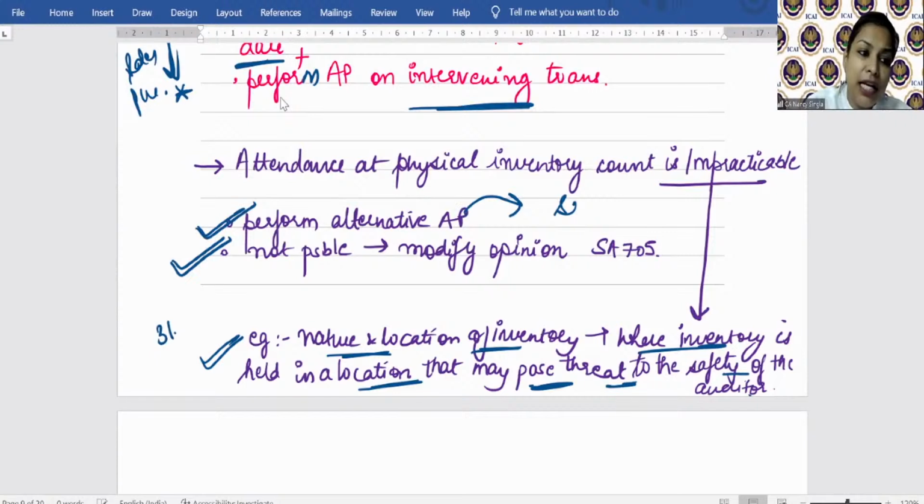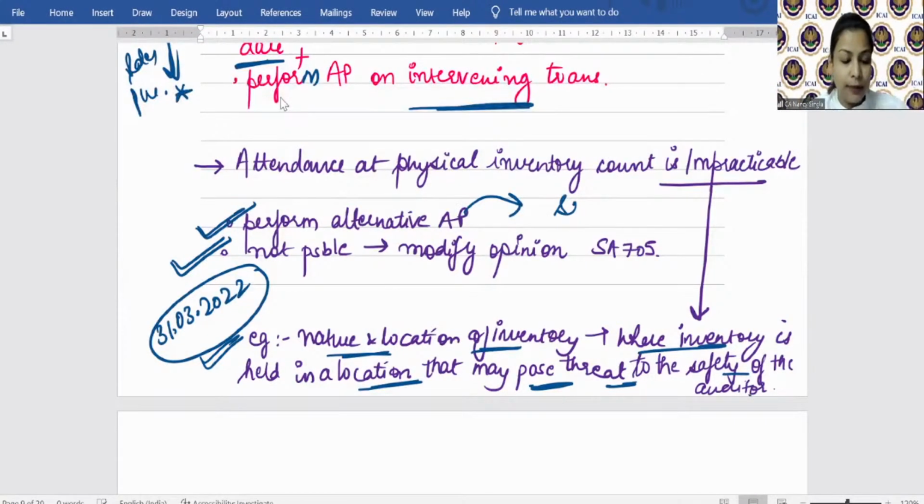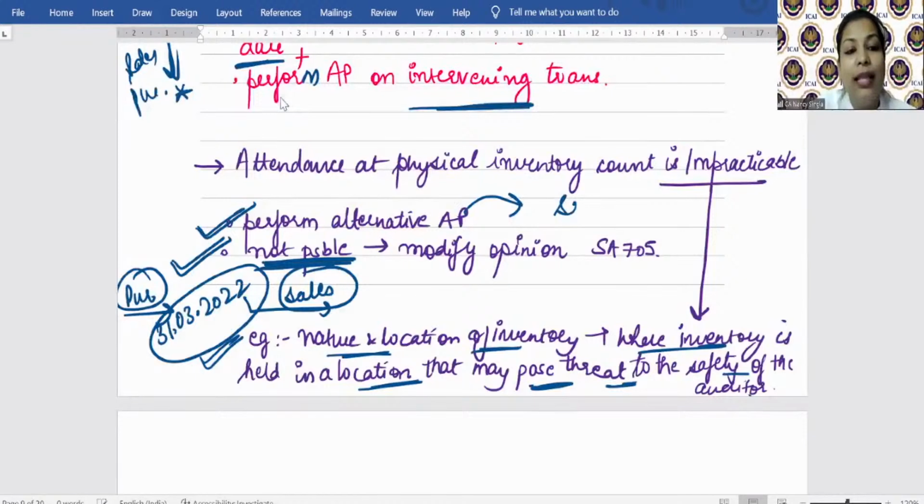See, inventory as on 31st March 2022 you had to verify, and you are not able to do that. So out of this inventory, some sales would be made subsequently, and there must be some purchases here. So perform procedures here. If it is not possible, then consider the impact on the audit opinion, modify your opinion in terms of SA 705. Right? I am just telling you the provisions given in this standard. We will link this in the next session.